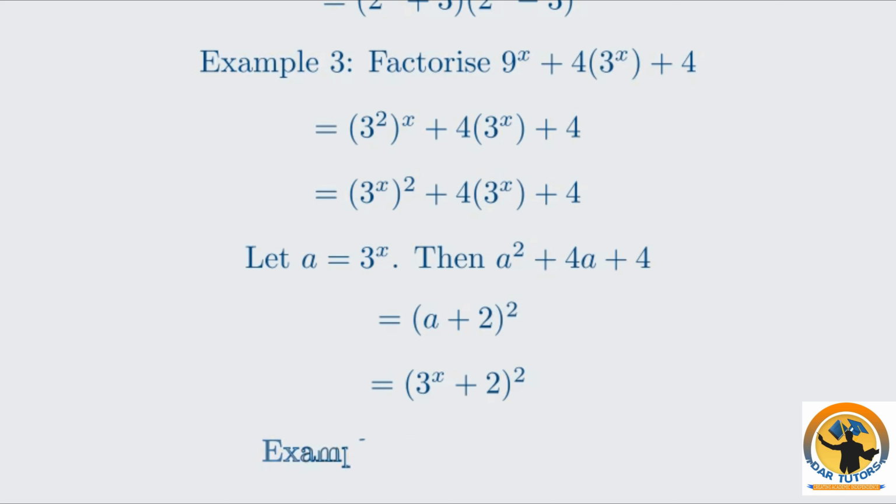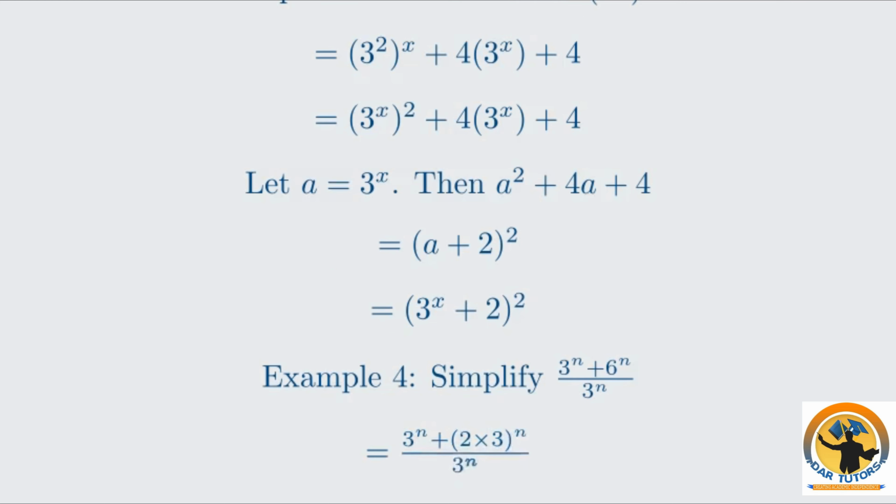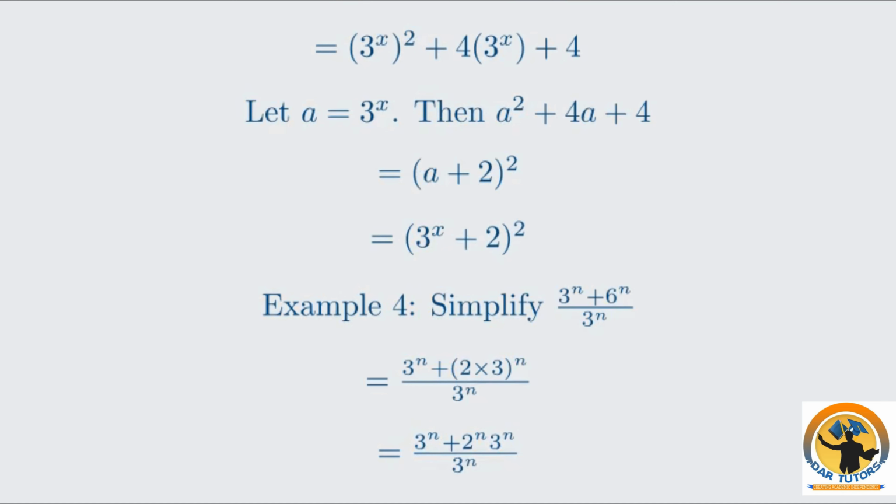We need to simplify the fraction 3 to the power of n plus 6 to the power of n, all divided by 3 to the power of n. First, we can rewrite 6 to the power of n as 2 times 3 to the power of n, which is 2 to the power of n times 3 to the power of n.